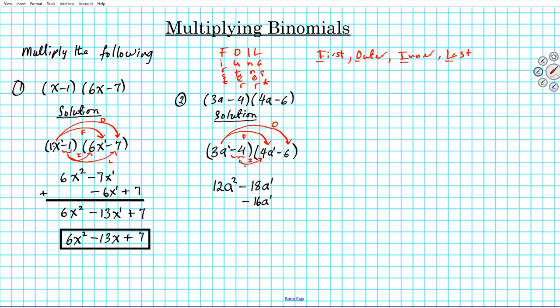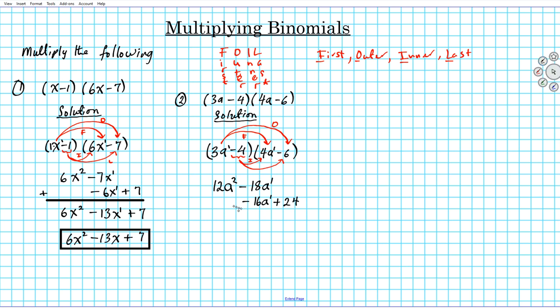And then last, we're going to multiply negative 4 times negative 6. Minus times minus is plus. And then 4 times 6 is 24. All right, so there you have it.